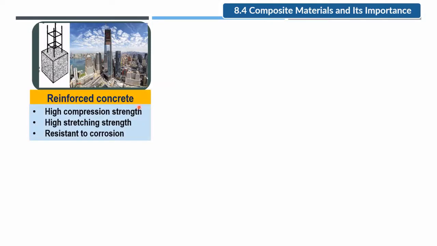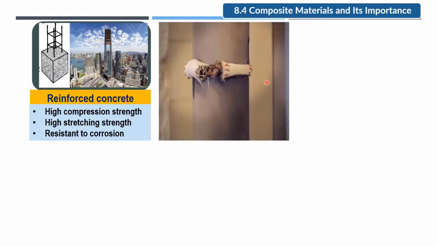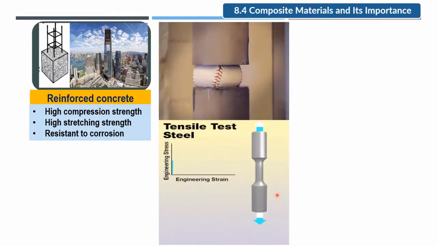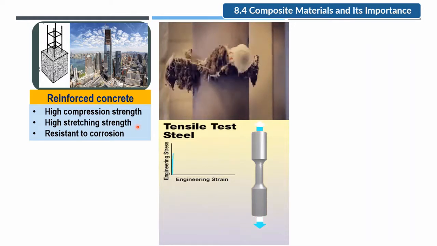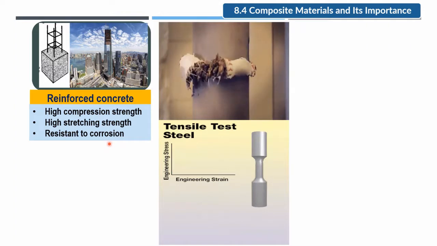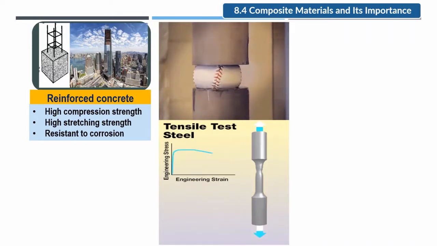Okay, first type, reinforced concrete. It has properties like high compression strength. What does it mean? Look at this animation. If a substance has high compression strength, then it will not smash and break easily by a great force like this. Okay? High stretching strength. We look at this animation. If a substance is being pulled and then it will not break easily, we say it has high stretching strength. And reinforced concrete also resists corrosion. All these properties make the reinforced concrete suitable for construction, especially bridge or high-rise building.